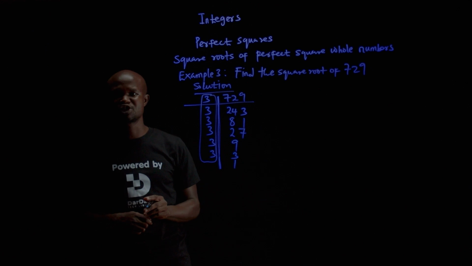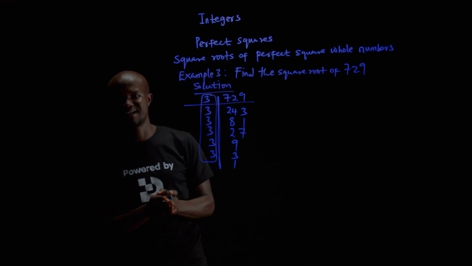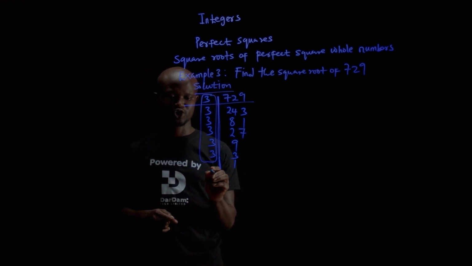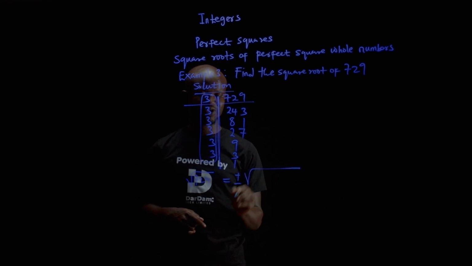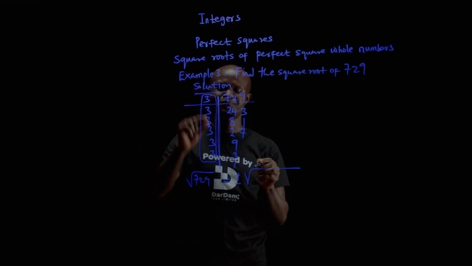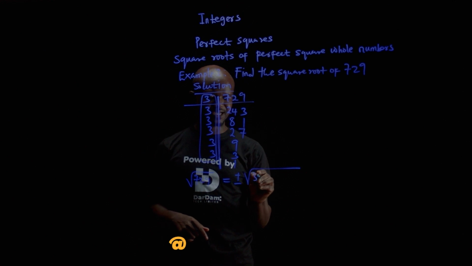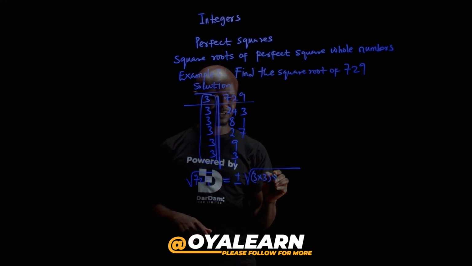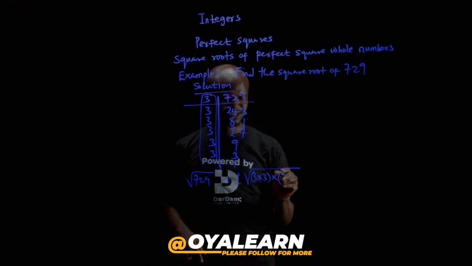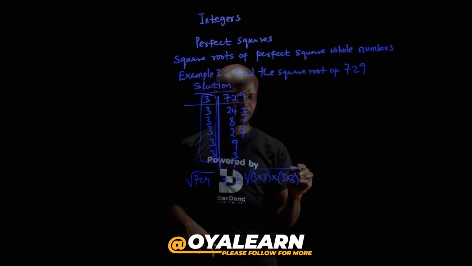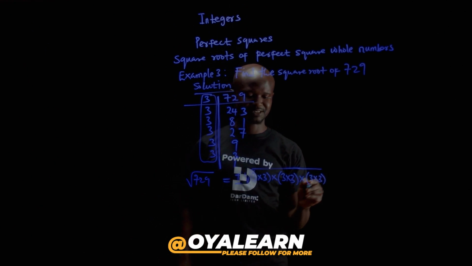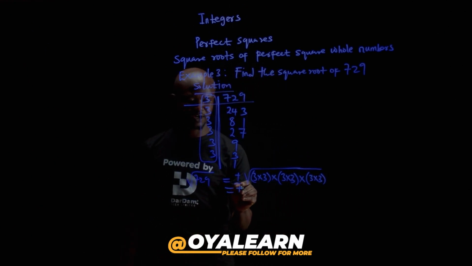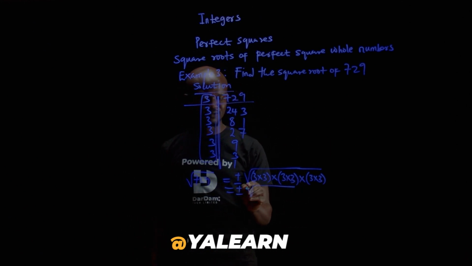And we now apply the principle of pairing same numbers together. So we have square root of 729 to be equal to plus or minus, we open a bigger square root. Then we pair the first two numbers, 3 times 3, times the next two, 3 times 3. Then times the next two, what do we have? 3 times 3.